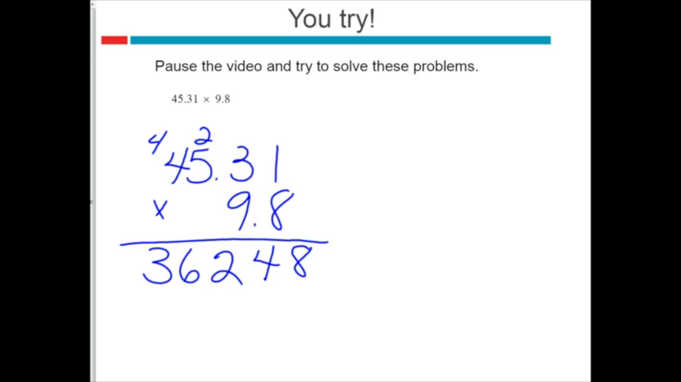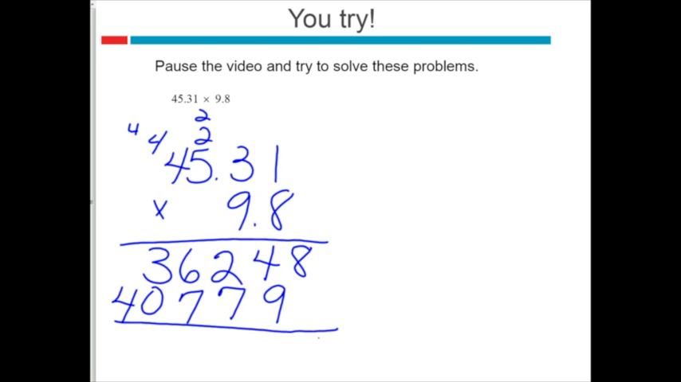Now we multiply the 9 times 1 and we get 9. 9 times 3 is 27. Carry the 2. 9 times 5 is 45, plus 2 is 47. We carry a 4. 9 times 4 is 36, plus 4 is 40. We add these up as usual, starting at the right and moving to the left.